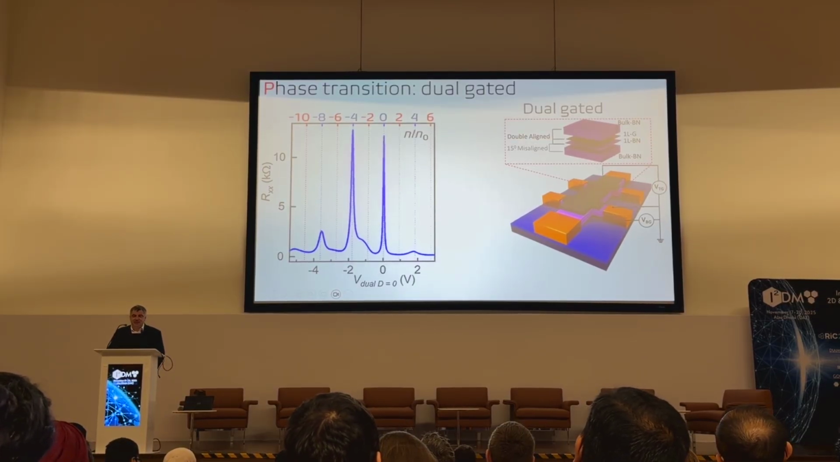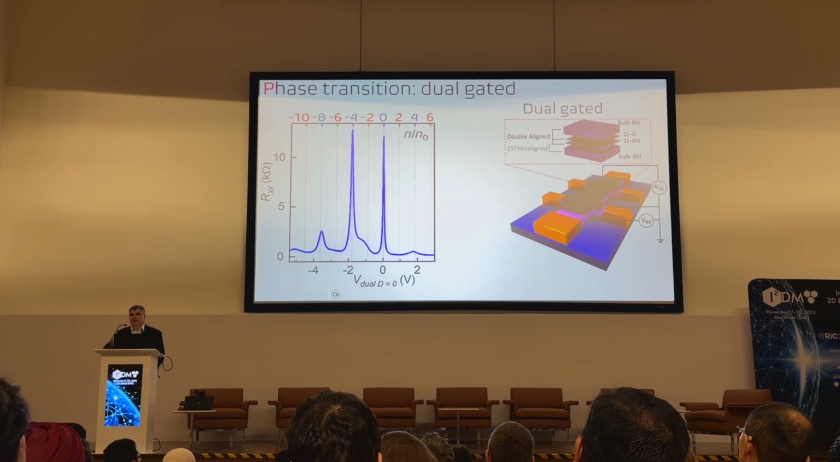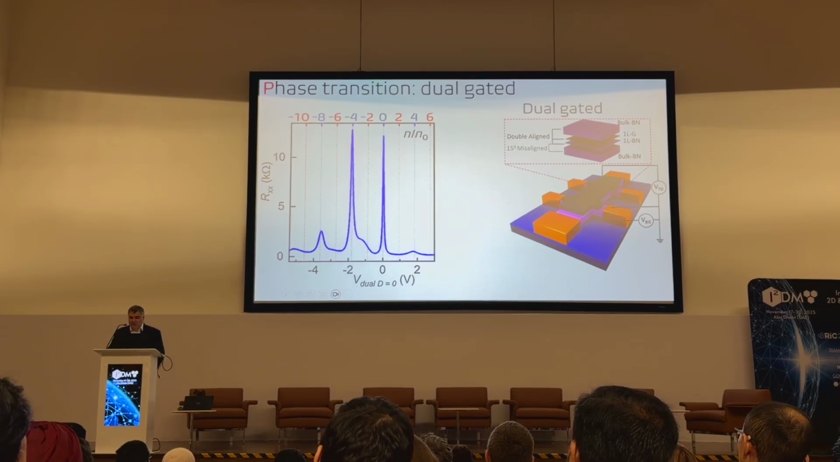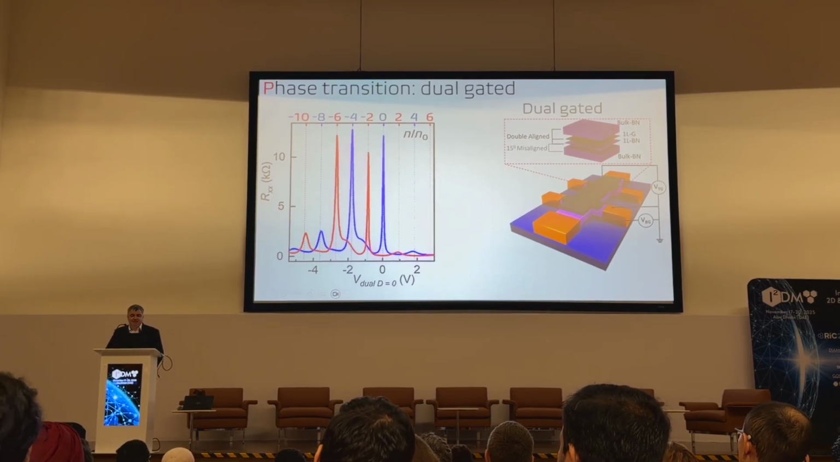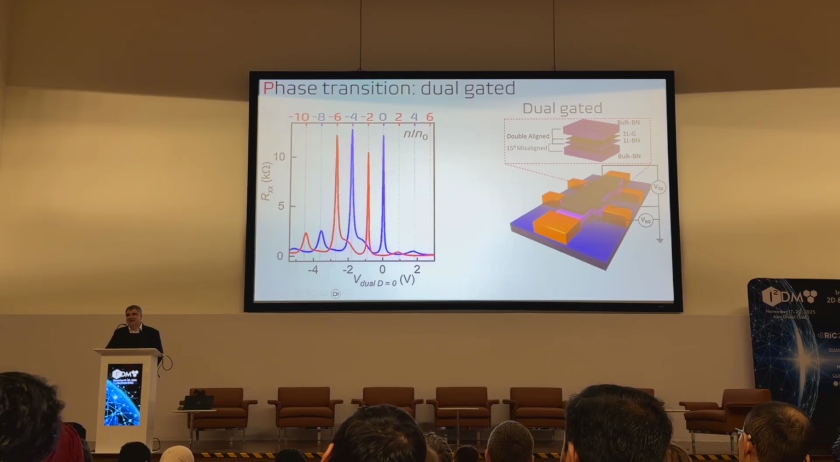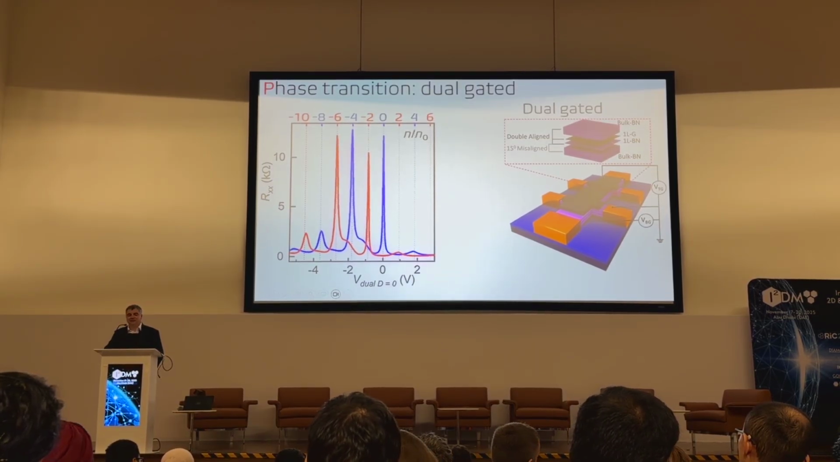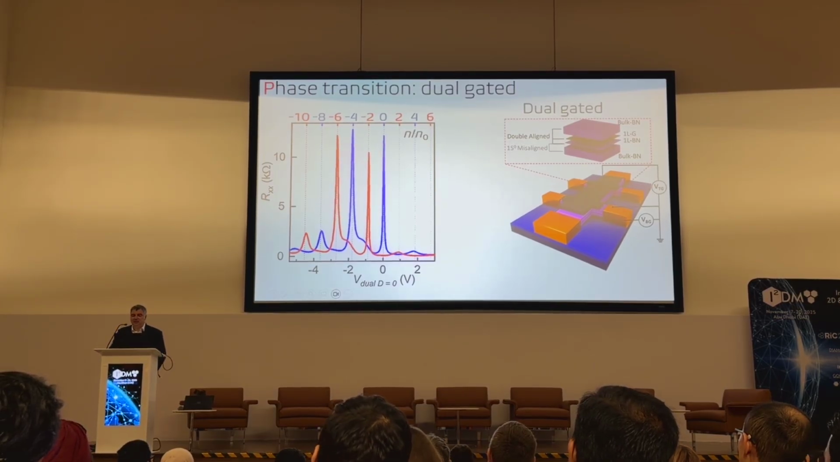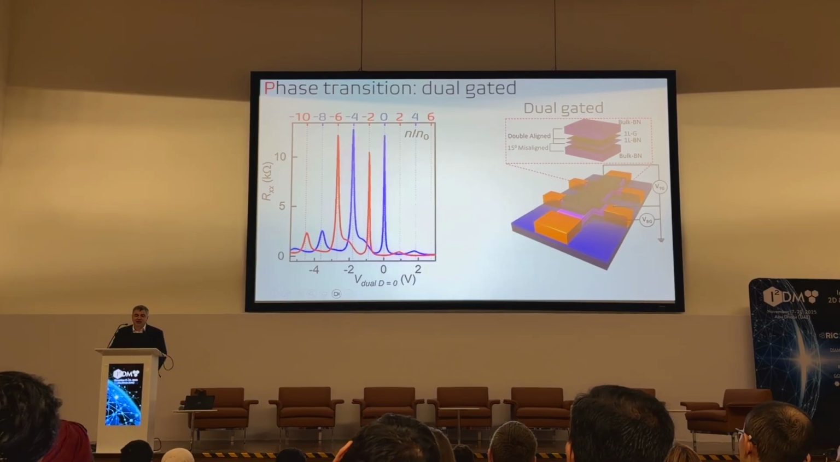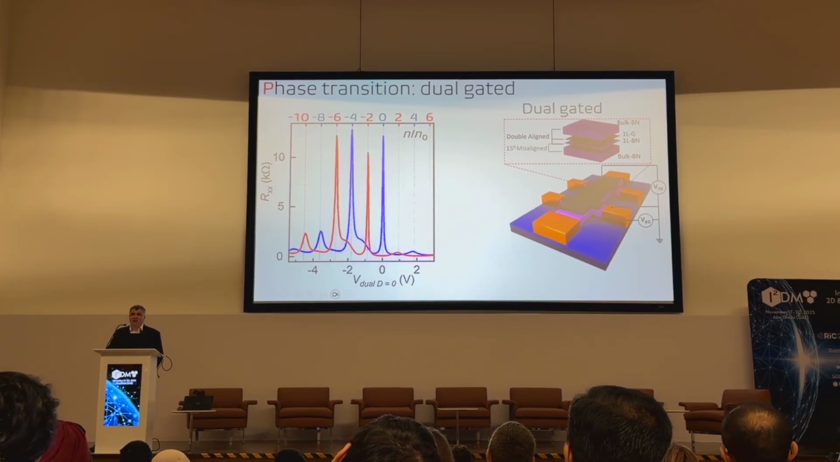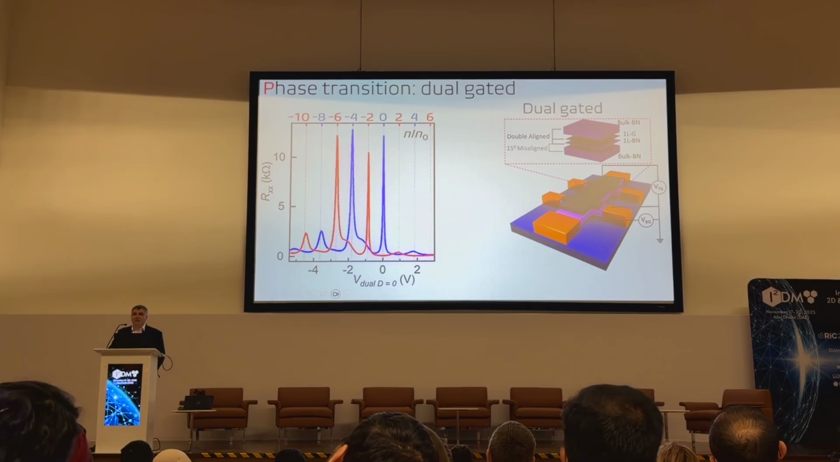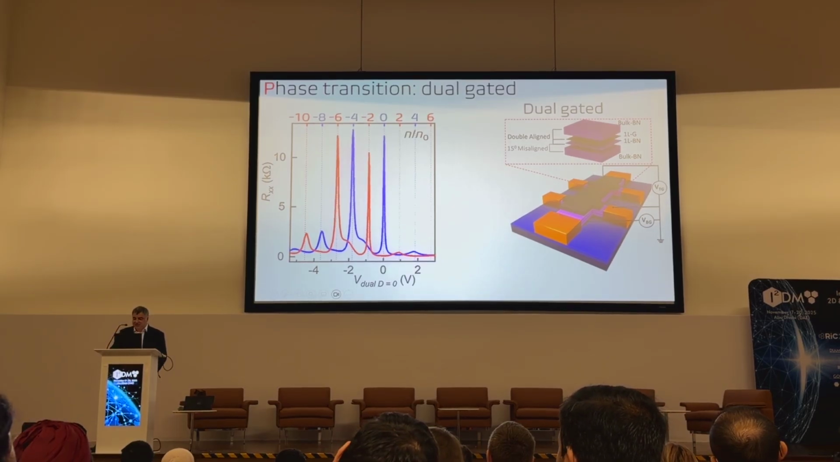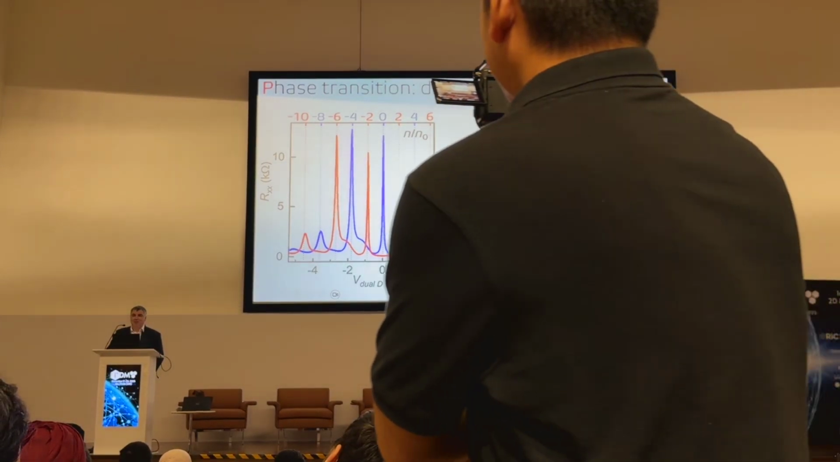Now, a similar situation happens in the encapsulated devices with the top gate. In this case it's not doped before the transition, but you can still make a transition, and then it goes into n doping, but again it is an integer number of electrons per plaquette. So it's a quantized doping.